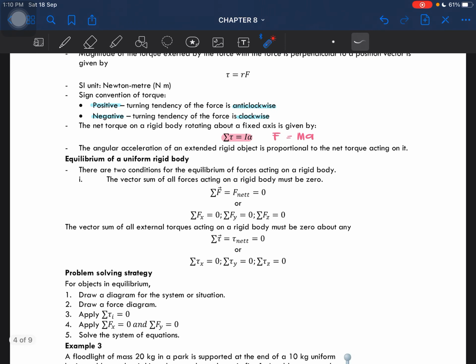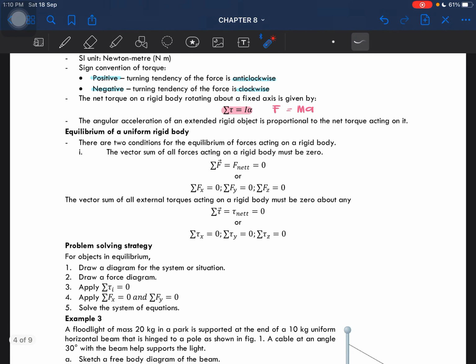Okay, so equilibrium of a uniform rigid body: basically the vector sum of all forces must be 0. This one should have a vector sign. And then the vector sum of all external torques must be 0. Only then can it be classified as being in equilibrium.